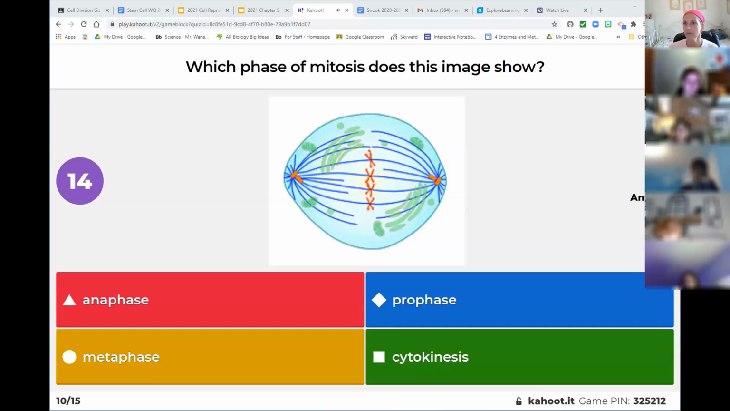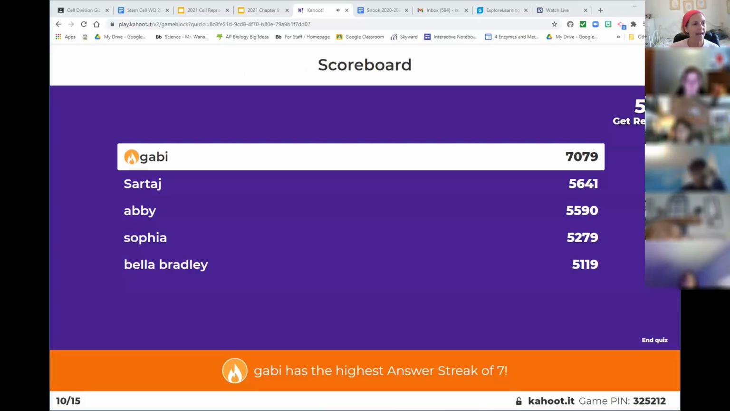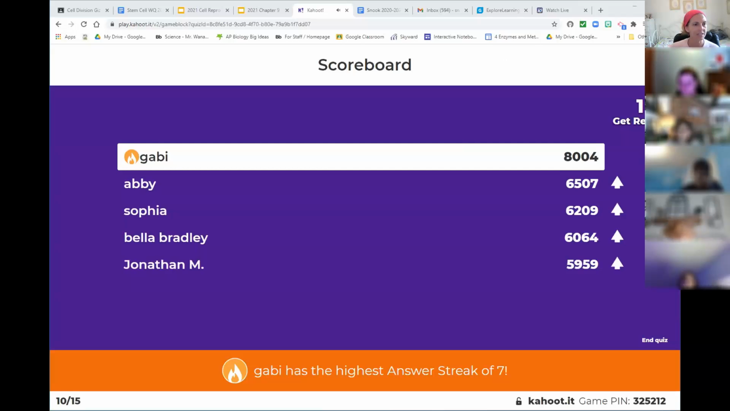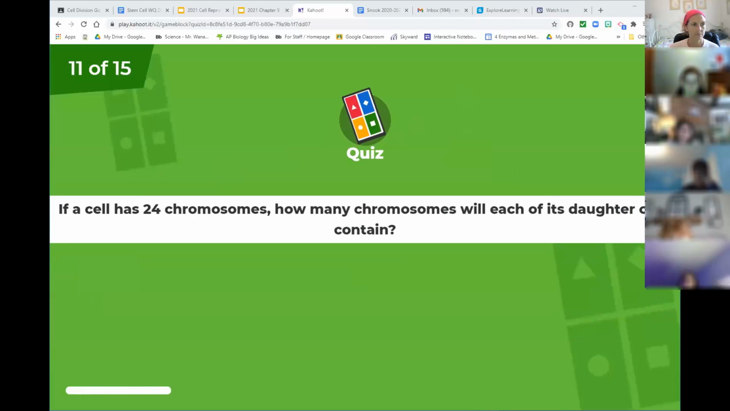We've seen this one already once today. They're lined up right down the midline. You're going to see a picture like this probably on the final exam. That's going to be metaphase, meta middle. PMAT, meta middle. Gabby is on a streak. She's got 7 in a row. Bella's making moves. Top 3 are going to get a bonus point today.